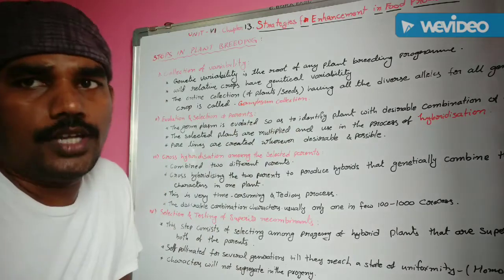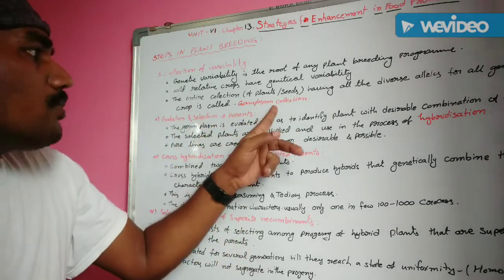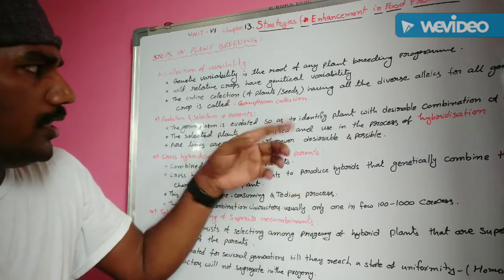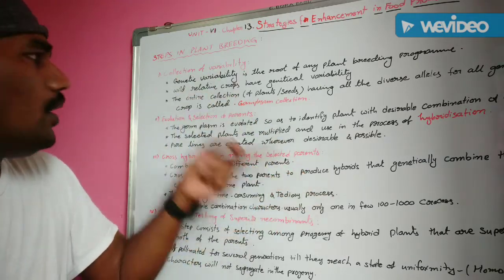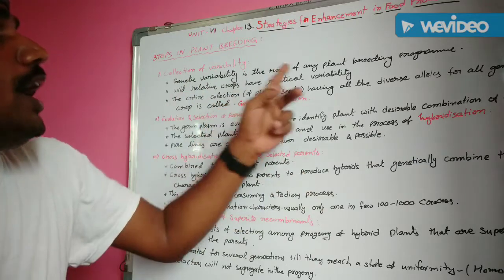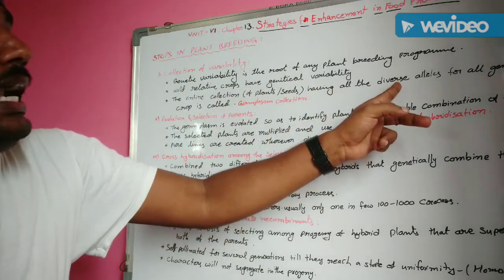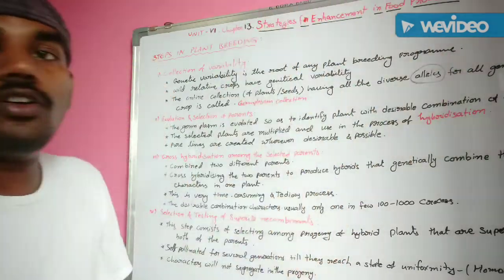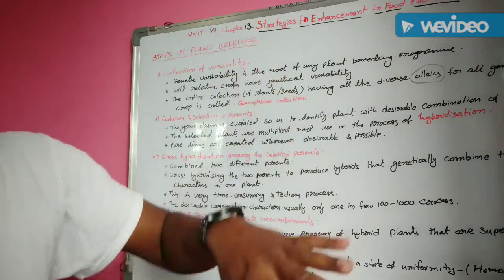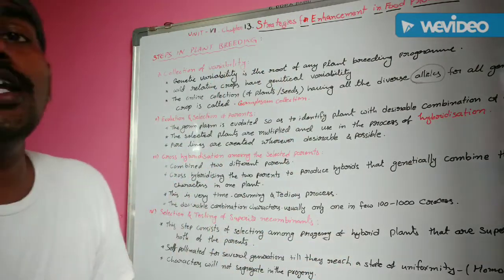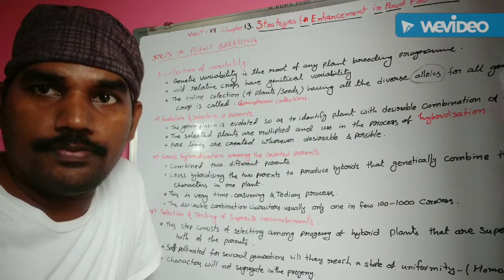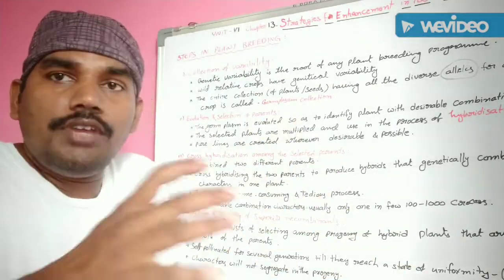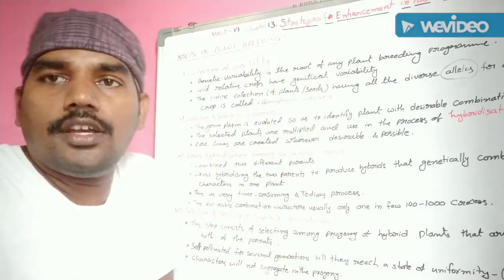What is germplasm collection? Germplasm collection means the entire collection, either plants or seeds, having all the diverse alleles. Alleles for all genes in a given crop is called germplasm collection. Simply put, different types of crops are present in different areas.